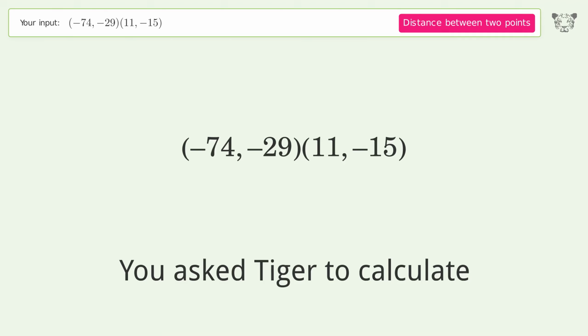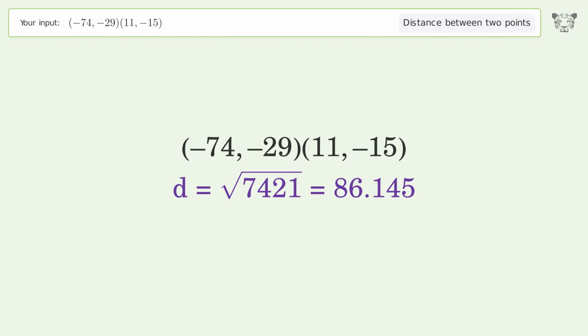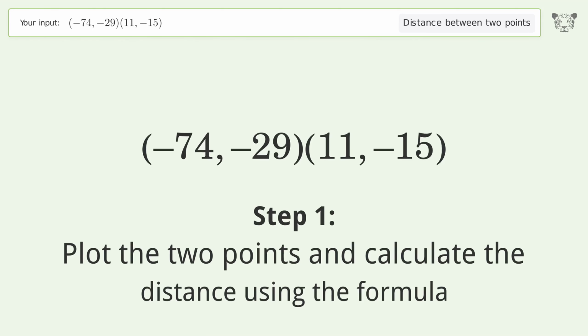You ask Tiger to calculate. This deals with the distance between 2 points. The distance between the 2 points is the square root of 7,421, or 86.145. Let's solve it step by step. Plot the 2 points and calculate the distance using the formula.